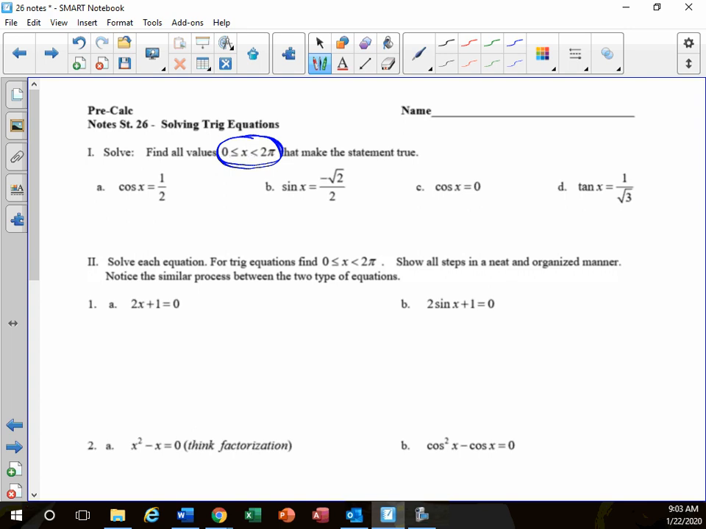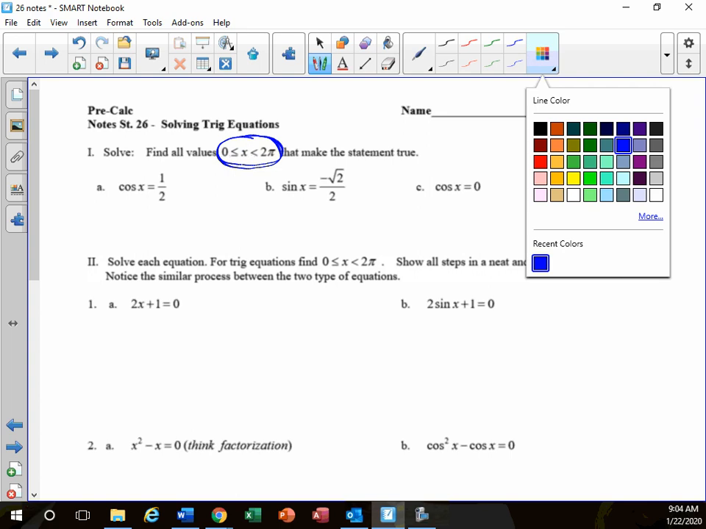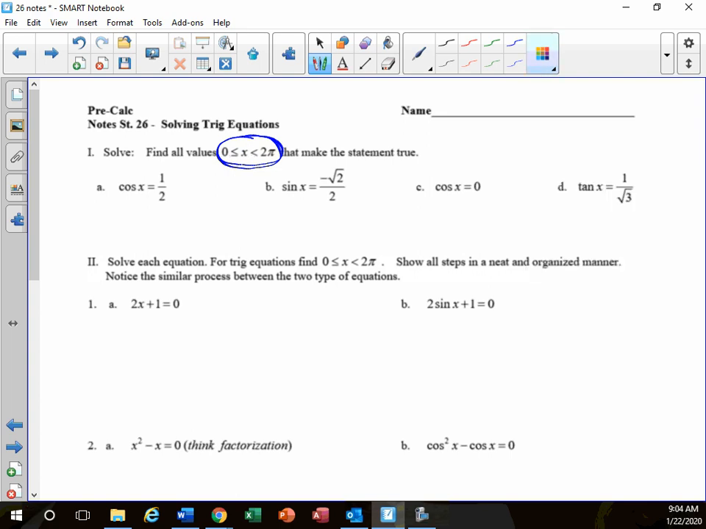Do you notice that this one is less than or equal to and this one's just less than? What does that mean? Right, so the zero is included, 2 pi would not be an answer that you can include. It goes right up to it, but all of those values should be covered by 0. Okay? All right, so let's look at what these types of problems are going to be like.